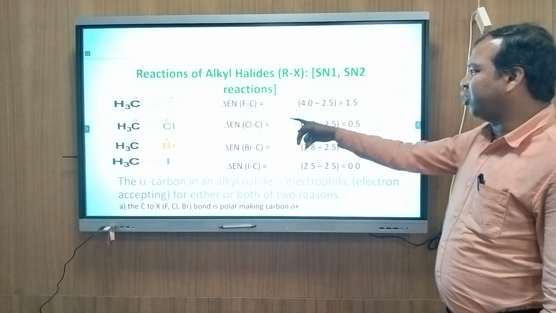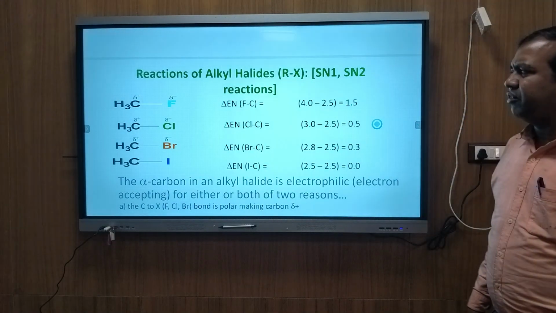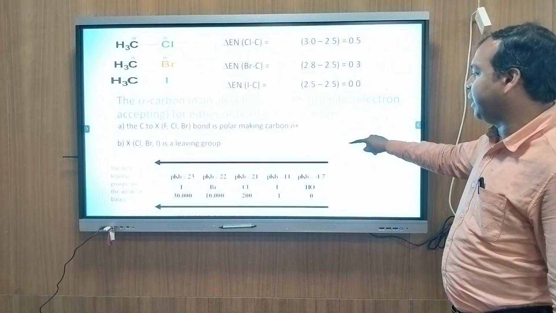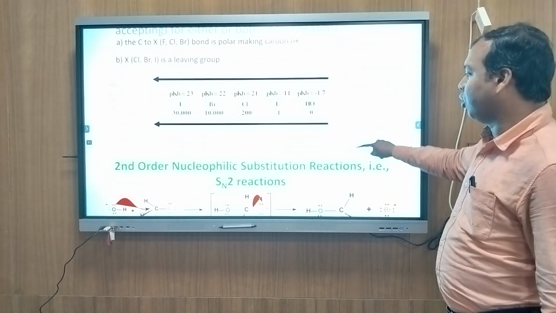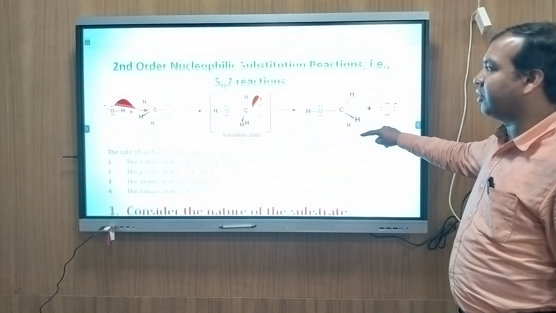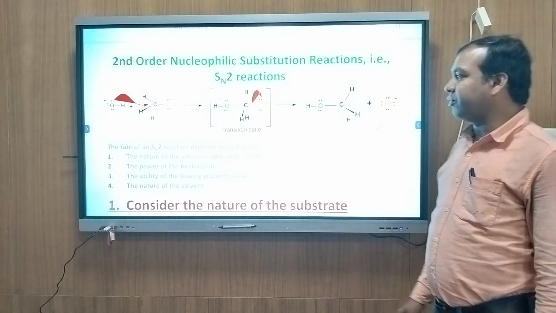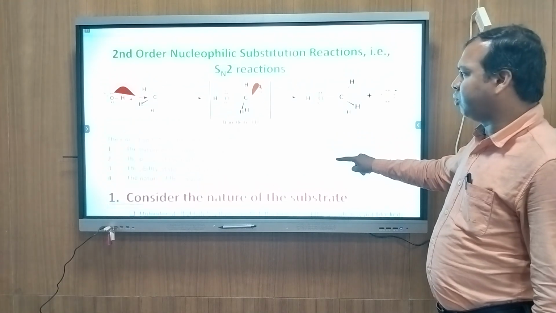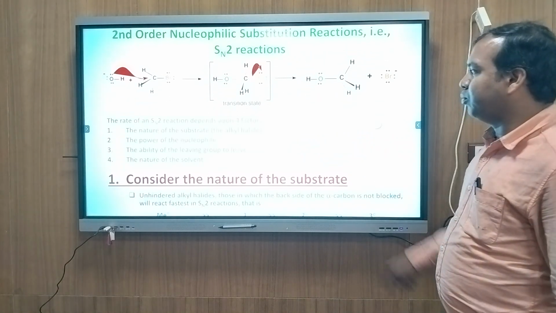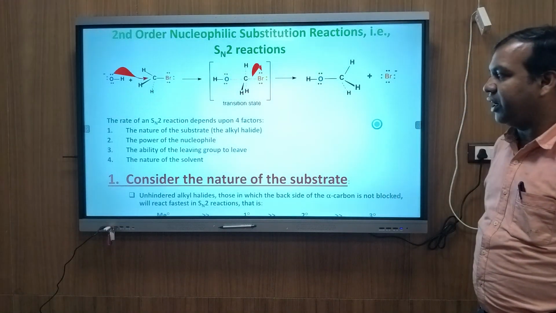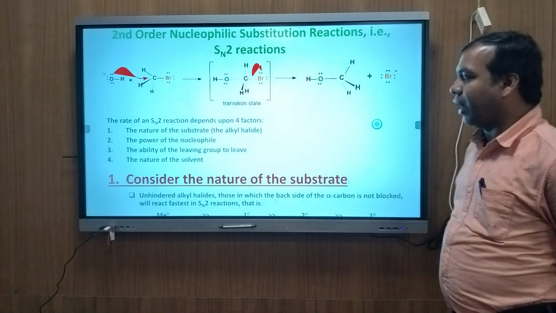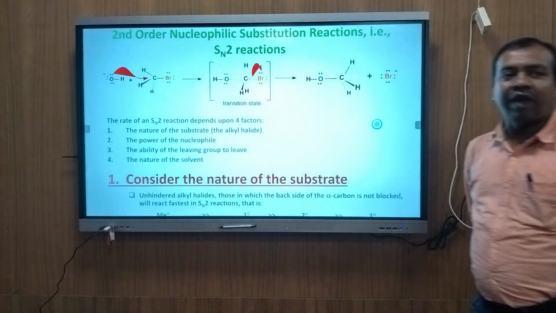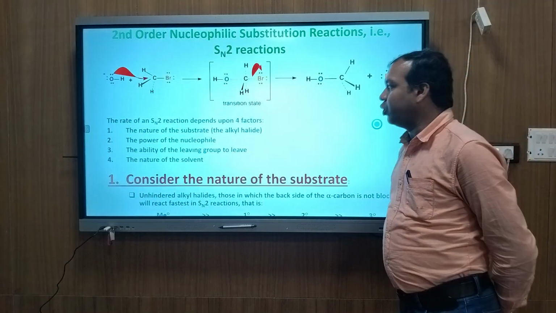Next, the leaving group: fluorine, chlorine, bromine, iodine. From the bond dissociation energy we can predict which are good leaving groups. We consider I minus the best leaving group, and F minus the poorest due to its small size and lower polarizability. So some important points: the nature of the substrate, the power of the nucleophile, the ability of the leaving group to leave, and the nature of the solvent. These are the key factors that determine SN2 reactions.